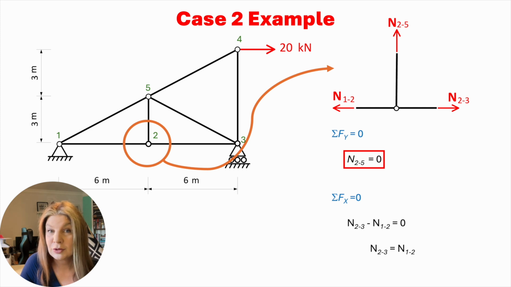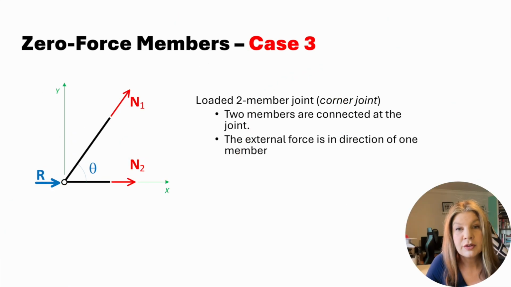Now I don't have to do this every time I get to a joint like this. I can immediately identify that the member that is at an angle is a zero force member.